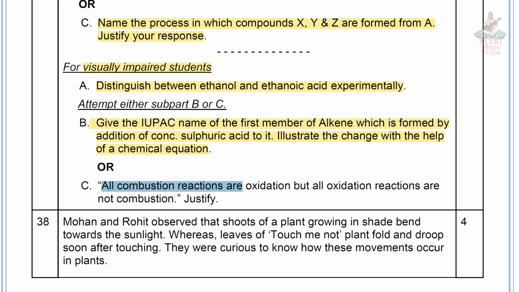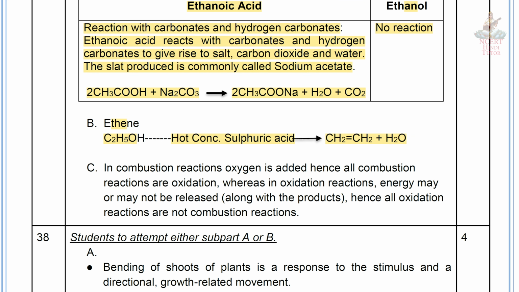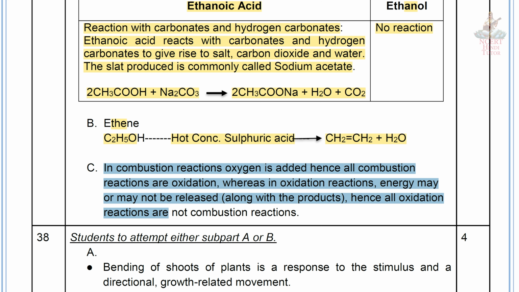C. All combustion reactions are oxidation but all oxidation reactions are not combustion. Justify. Answer. In combustion reactions, oxygen is added, hence all combustion reactions are oxidation, whereas in oxidation reactions, energy may or may not be released along with the products, hence all oxidation reactions are not combustion reactions.